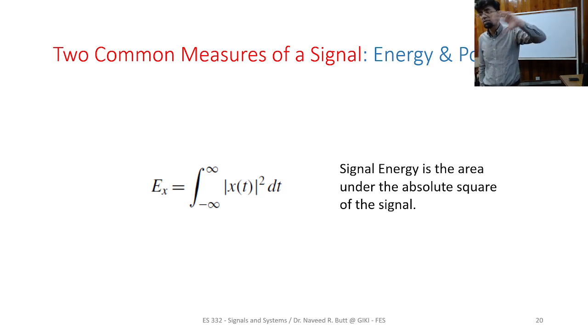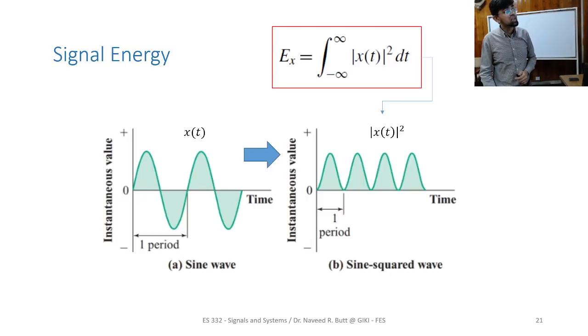कि energy है तो बस यही करना. बहुत और भी बहुत सारी हैं, signal की measures. But here I'm just going to talk about a couple of them that show up in this course. So it's the area under the absolute square of the signal. So for example, if this is your signal, firstly, is it continuous time or discrete time? Continuous time. Is it analog or digital?